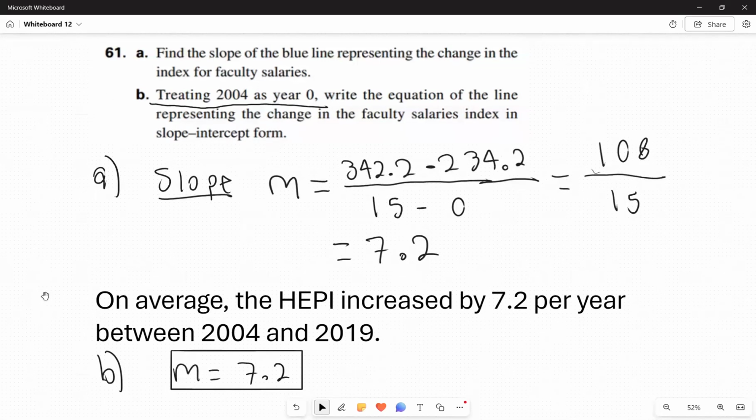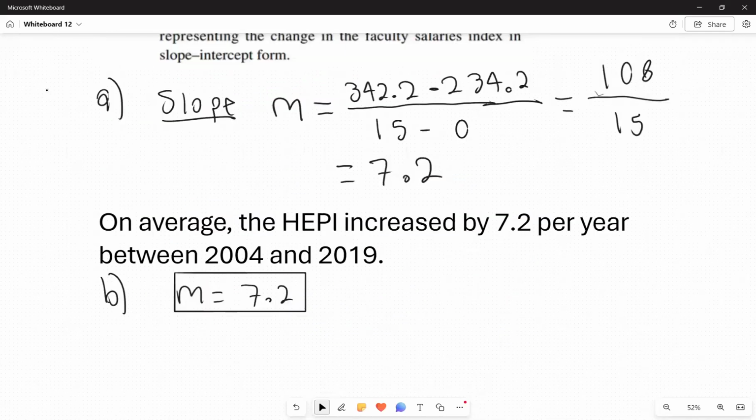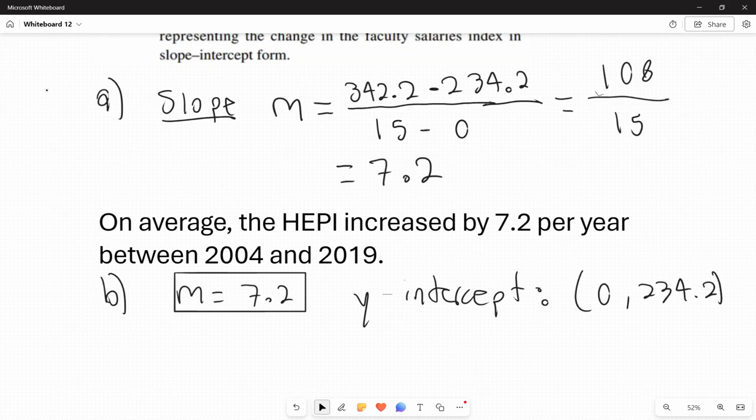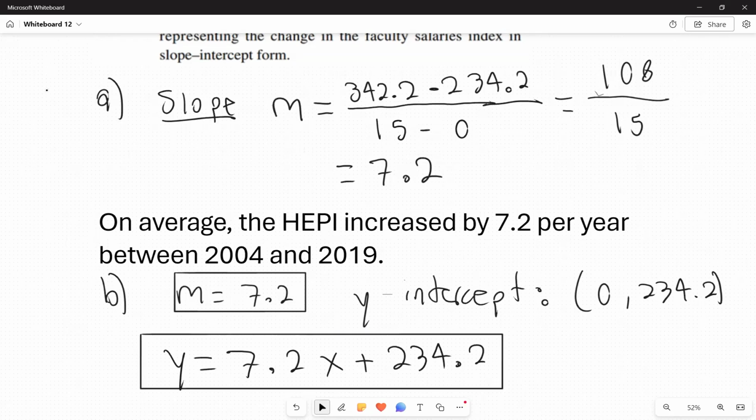And in this context, the y-intercept is 234.2. So the equation of the line is going to be 7.2x plus 234.2. Okay, so that's the second example, and I'll do one more example about comparing food plans.